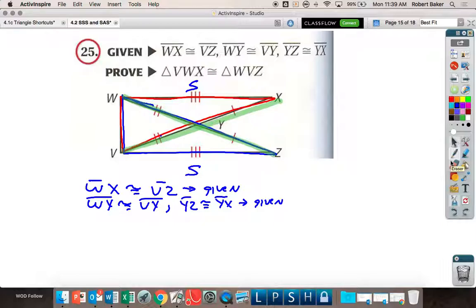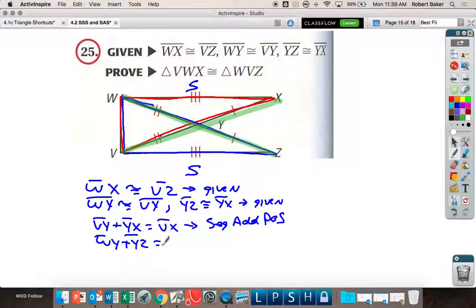So how would you go about doing that? Segment VY plus segment YX is congruent to VY plus YX equals VX. So why does this piece plus this piece equal the whole thing? The segment addition postulate. So if I do that for this line, I should probably do that for this line, right? WY plus YZ equals WZ. Why is that true? Segment addition postulate.